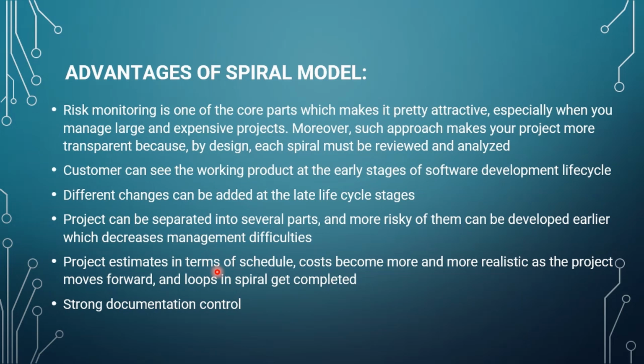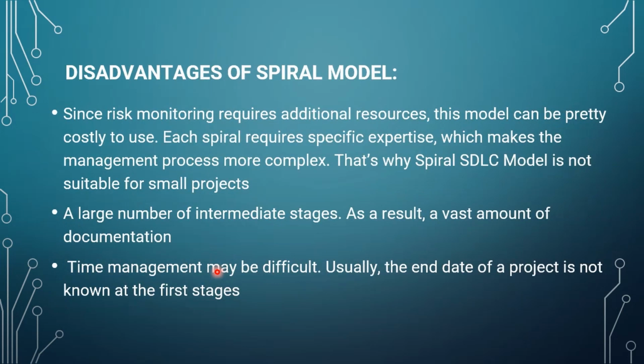Now let's see what are the disadvantages of the spiral model. There are a few. Since risk monitoring requires additional resources, this model can be pretty costly to use. Each spiral requires specific expertise, which makes the management process more complex. That's why the spiral SDLC model is not suitable for small projects. Then a large number of intermediate stages, as a result, a vast amount of documentation. Then time management may be difficult. Usually the end date of a project is not known at the first stage. So these are the disadvantages of the spiral model.